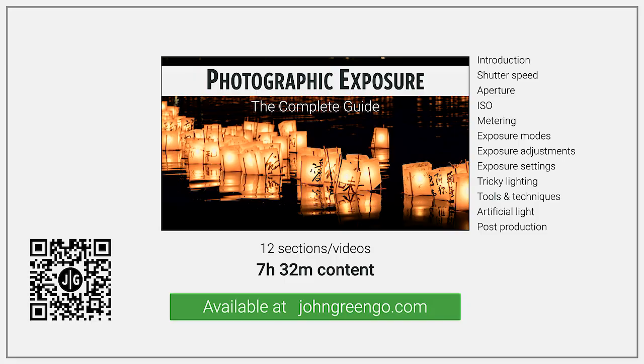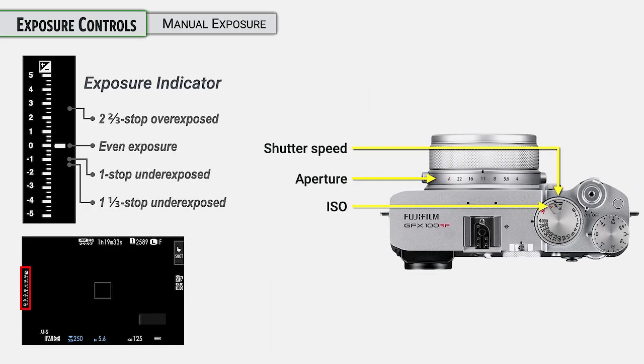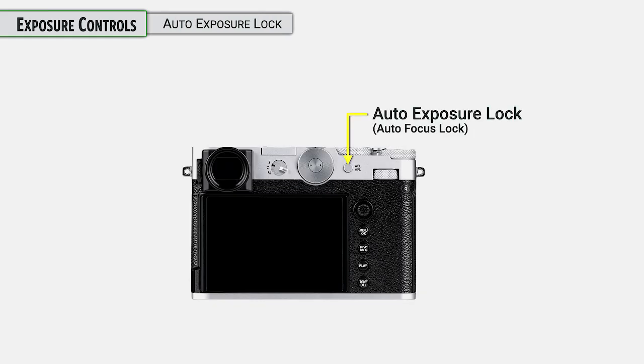All right, those are our main exposure things, but now there's a lot of other little things that we want to talk about in here. On the back of the camera, you have an AEL/AFL button. That stands for Auto Exposure Lock, and then later on it'll become Auto Focus Lock when we talk about focusing.